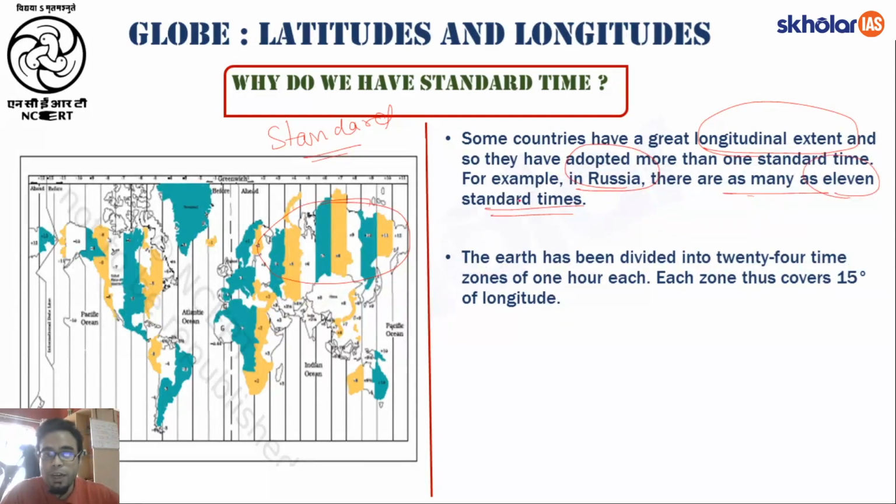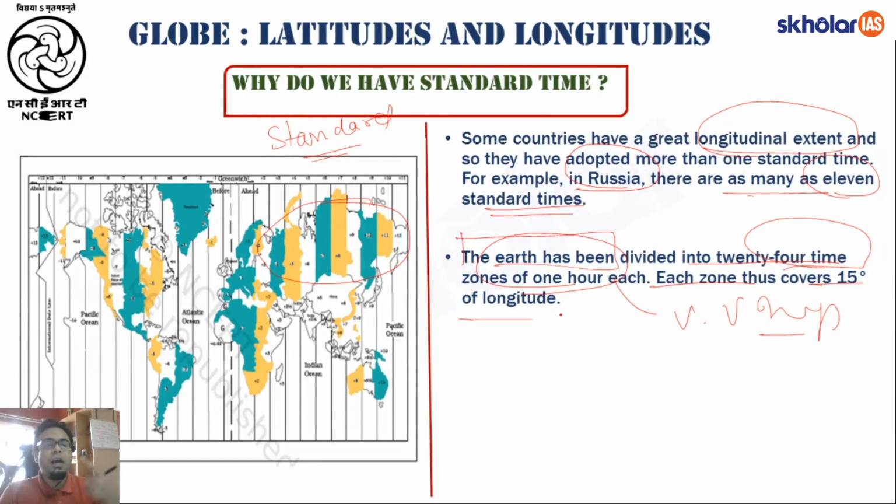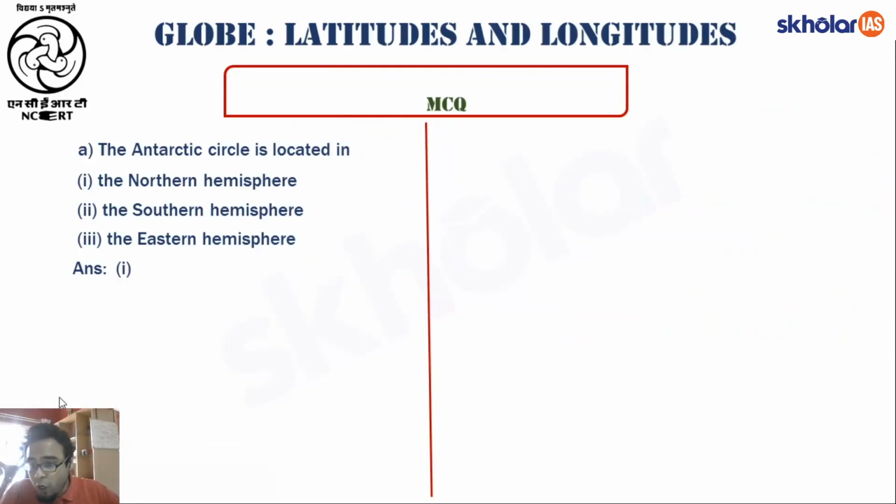Very, very important. Then the earth as a whole is divided into 24 time zones. Very, very important point. And each zone covers around 15 degrees of longitude, because the world as a whole has how many degrees? It has 360 degrees, and it has 24 time zones. If you divide it by 24, what will be the value? It will be 15 degrees. Understood? Fine. Let us deal with one or two MCQs.